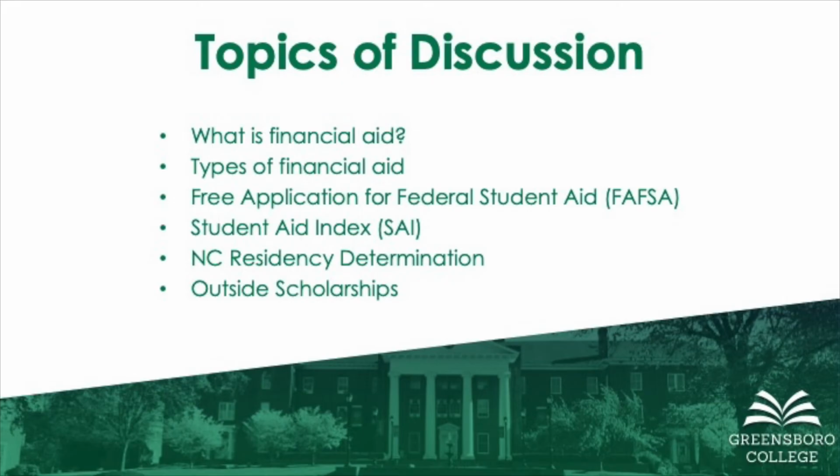Today, we're going to talk about all things financial aid. What is financial aid? Types of financial aid, the Free Application for Federal Student Aid, which is also called the FAFSA, the Student Aid Index, SAI, North Carolina residency determination, and outside scholarship opportunities.